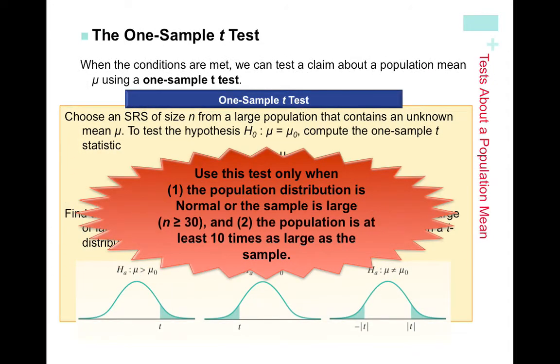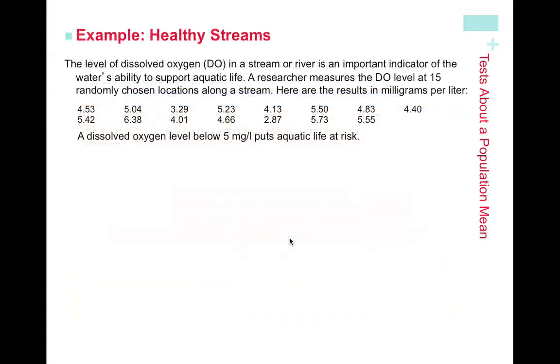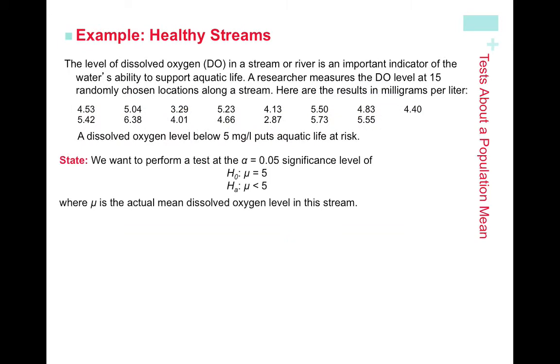Just to remember with the t-distribution, the normal condition: either the population has to be normal or the sample size is large. We also could make a graph of it and check to see if it was normal if it was under 30. And the population still has to be 10 times the sample. Alright, let's look at this one here. So we're still going to go through those 4 steps.